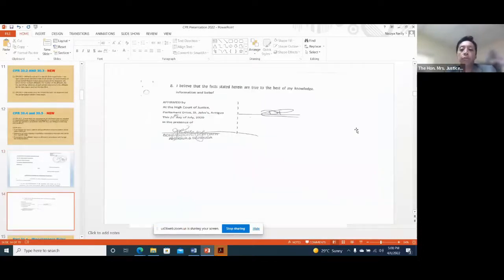If you can go down further in this affidavit, and if you look at the bottom, it's affirmed by, at the High Court of Justice, Parliament Drive, St. John's, Antigua, this blank day of blank, in the presence of. Again, that is a new requirement in terms of the information: full name, address, and qualifications, before whom it is sworn or affirmed.